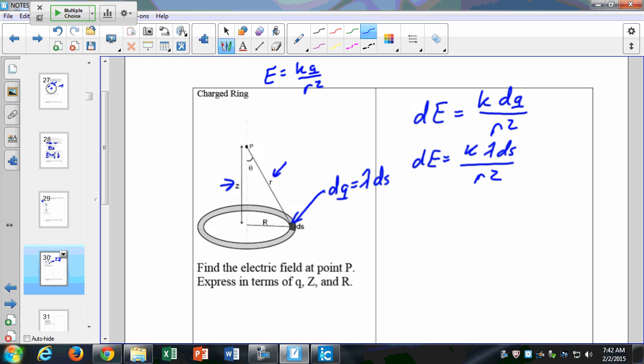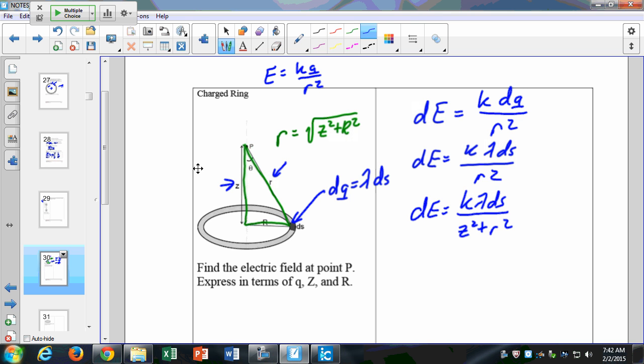All right. I can rewrite this value r in terms of z and big R, because notice I have a triangle here. So I know then that r is equal to the square root of z squared plus R squared. So I'm going to say then that dE is k lambda ds divided by z squared plus R squared. Right, because if I take the square of this, that should be a big R squared. It's right here.